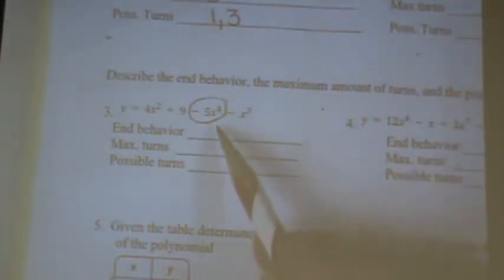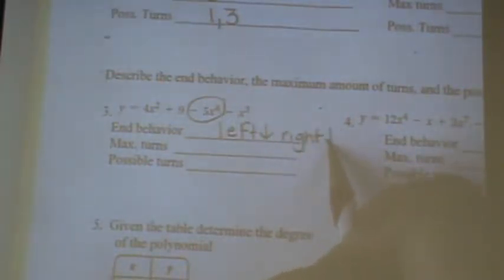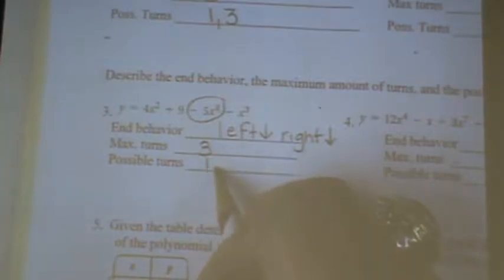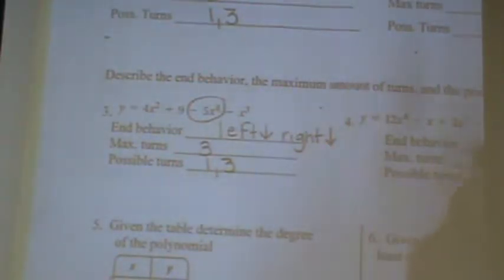So now what's the end behavior? We're gonna say, because this is negative and it's even, the left is gonna go down and the right is gonna go down. They both do the same. What's the maximum number of turns? Would be 3. Possible would be 1 or 3.